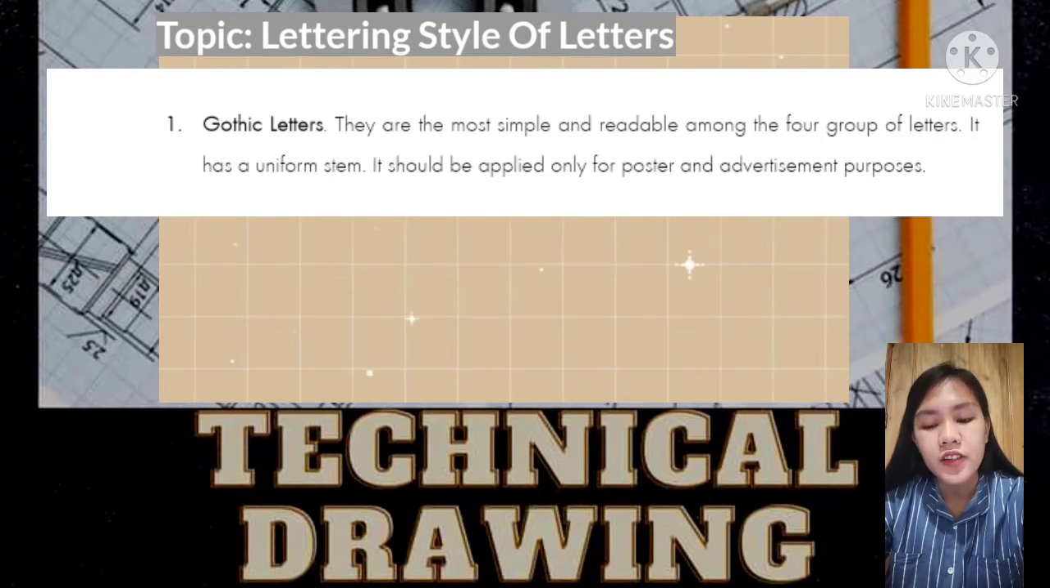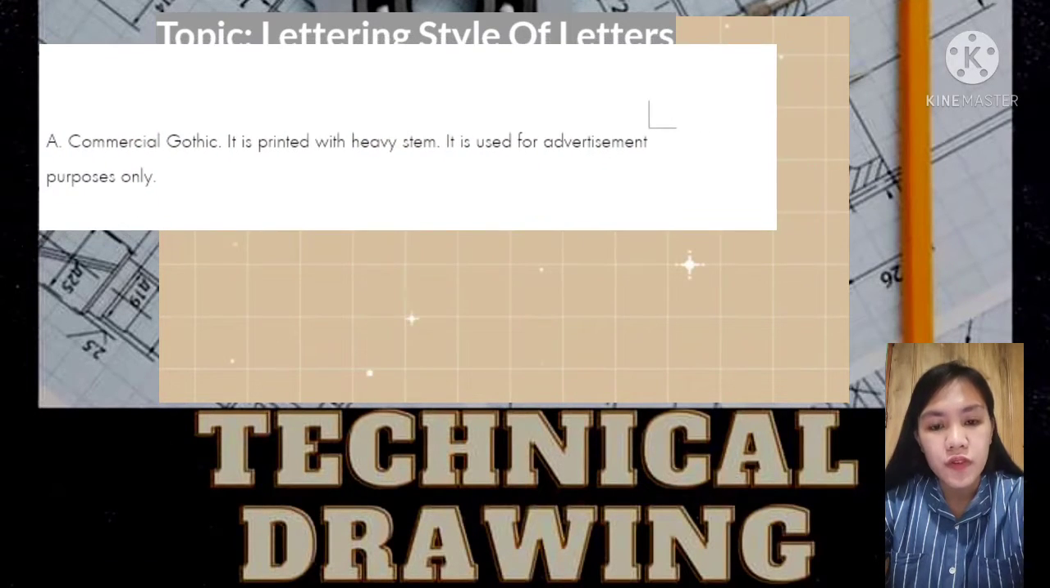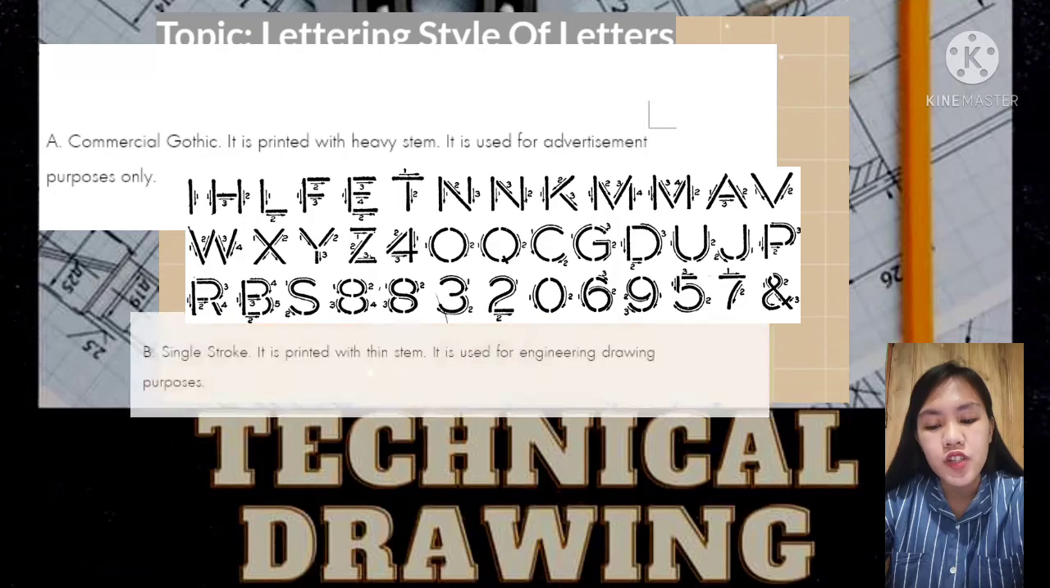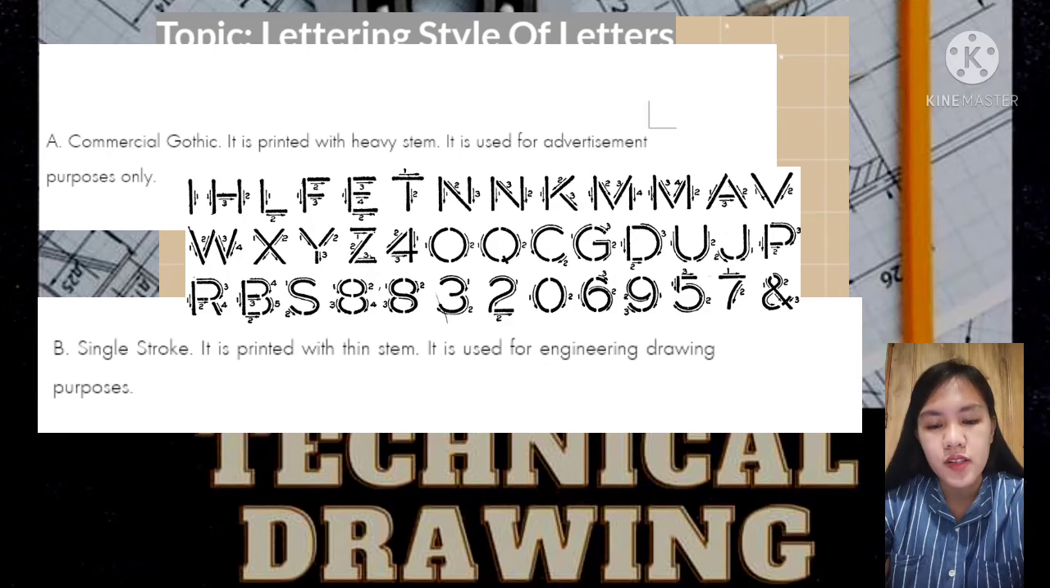The Gothic letters have two forms: commercial Gothic and single stroke. Commercial Gothic is printed with a heavy stem. It is used for advertisement purposes only. Number two, single stroke. It is printed with a thin stem. It is used for engineering drawing purposes.